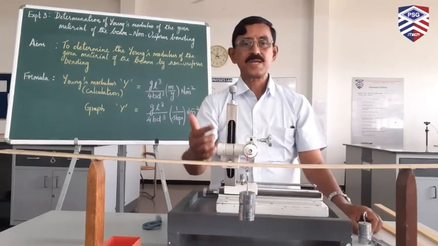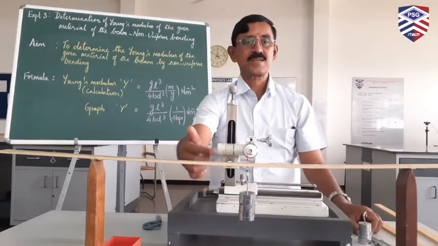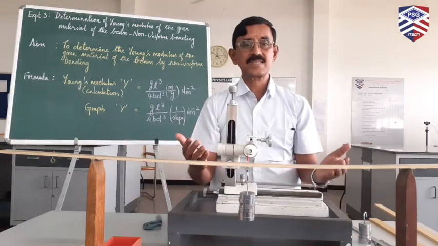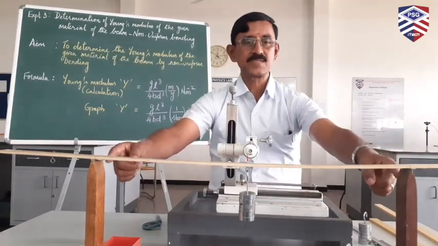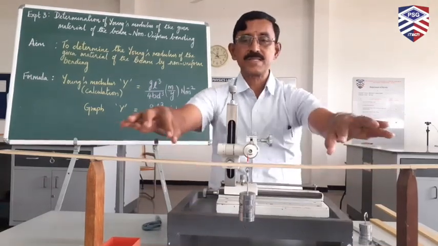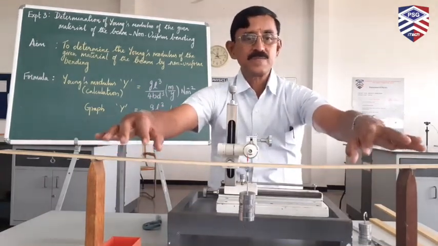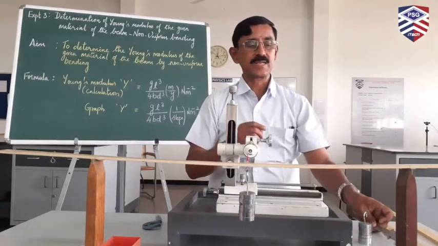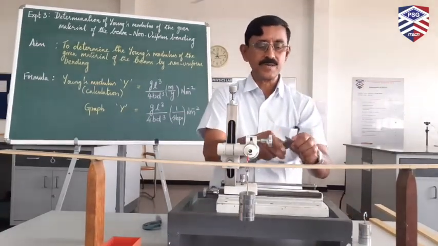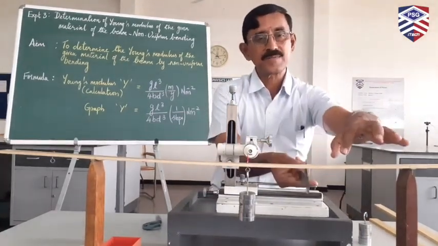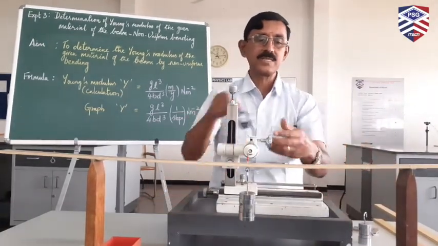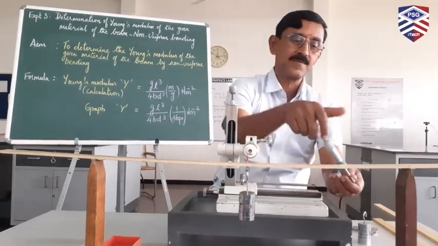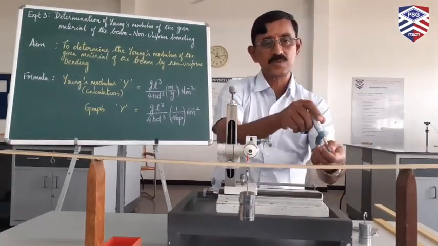m is the mass of the load which we suspend at the center of the beam. g is the acceleration due to gravity. l is the distance between the two knife edges, as you see here, and b is the breadth of the scale, which we have to determine using the vernier caliper. The thickness of the scale, d, we have to find using the screw gauge.